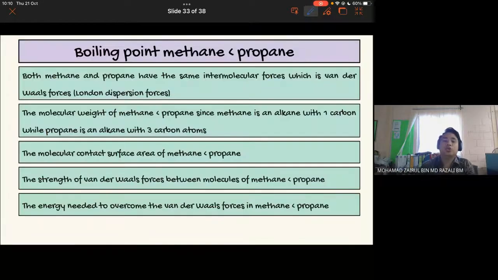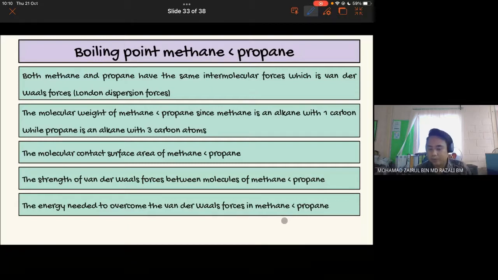Okay, so ini ada contoh lah. The reason why methane is less than propane, the boiling point. Okay, because both methane and propane have the same intermolecular forces, which is van der Waals lah, ataupun awak nak sebut London dispersion forces. So the molecular weight of methane is less than propane. Methane ni alkane with one carbon. Propane is alkane with 3 carbon atoms. Molecular contact surface area of methane sebab ada satu carbon, so size dia kecil. So point of contact dia pun kecil. So strength of van der Waals pun kecil, so energy needed to overcome the van der Waals in methane is less than propane.